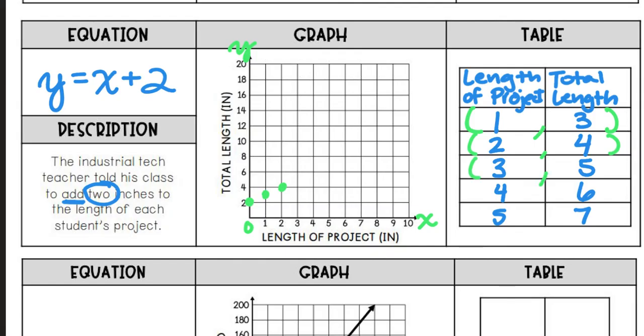Next we have 3, 5, which is halfway between 4 and 6. Then we have 4, 6. So 4 on my x-axis, 6 on my y-axis. And then my last one is 5, 7. So 5 on my x-axis, and then halfway between 6 and 7 on my y-axis. And then your last step is going to be to take that straight edge and draw a line with an arrow right through all those points so we can show that relationship goes on forever and ever.